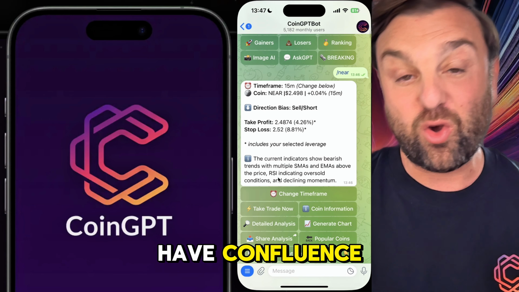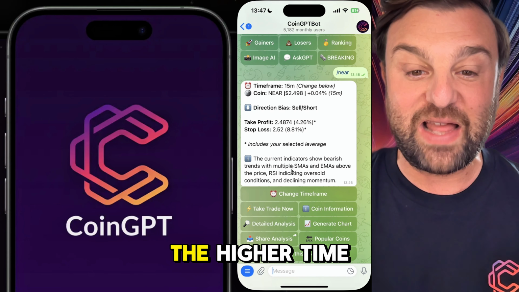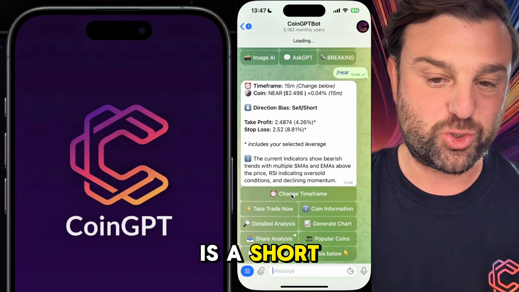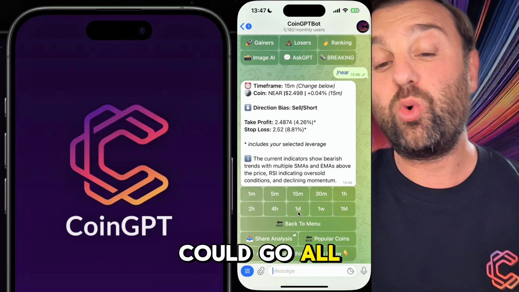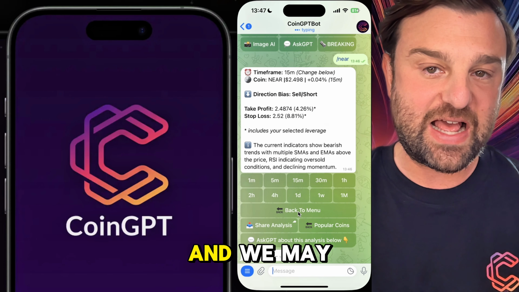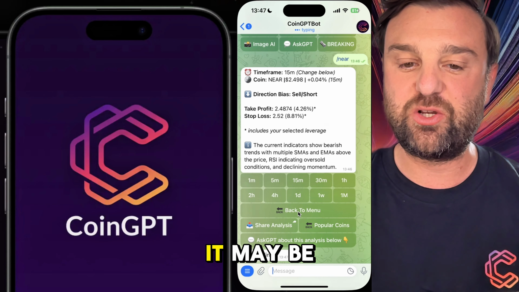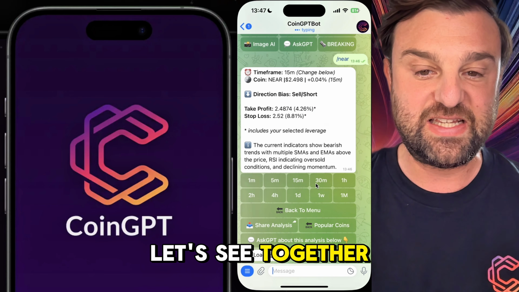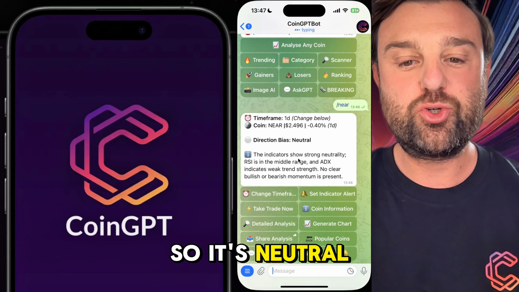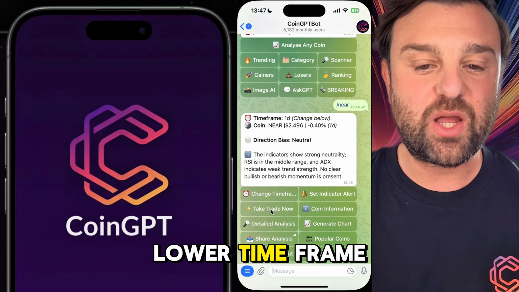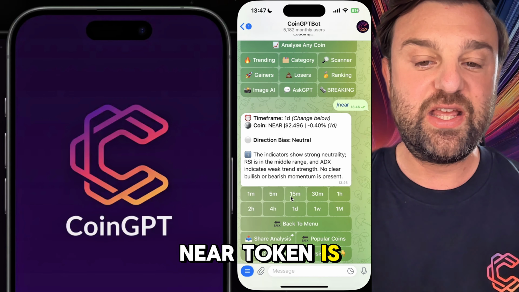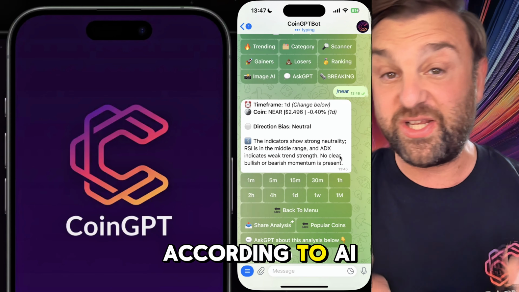In fact, we have confluence now from the lower time frame and the higher time frame to suggest this is a short signal. For example, we could go all the way up to the daily, and we may not get a sell short signal. It may be long, it may be neutral. Let's see together. So it's neutral now. So we know that on the lower time frame, X token is looking pretty bearish according to AI, according to the technicals.